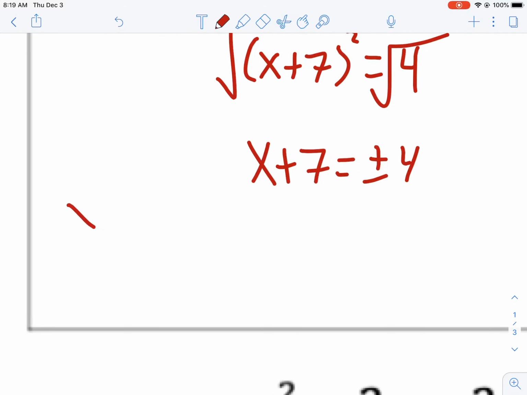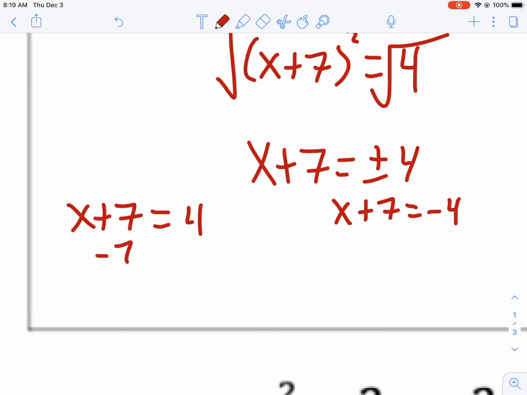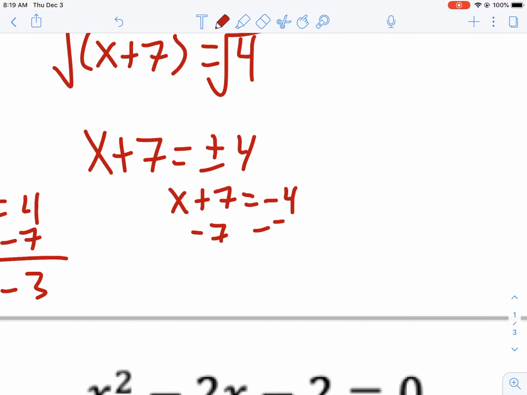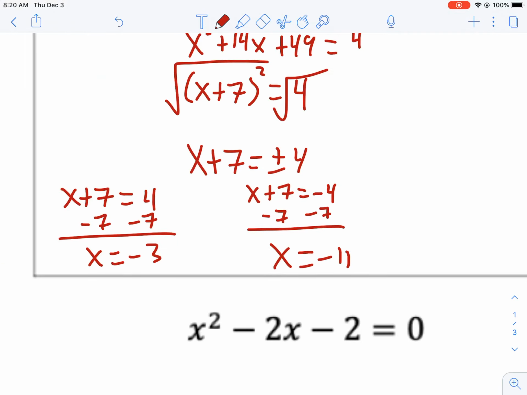And now we can make our two equations. x plus 7 equals 4, and x plus 7 equals negative 4. And we can solve these, so subtract 7 on both sides. That gives us x equals -3. And on this side, it gives us x equals -11. So our solutions are x equals -3 and x equals -11.